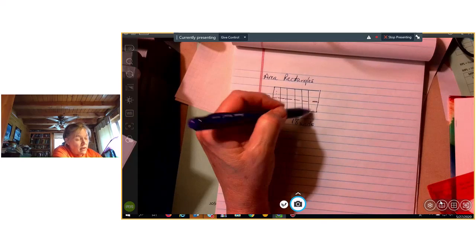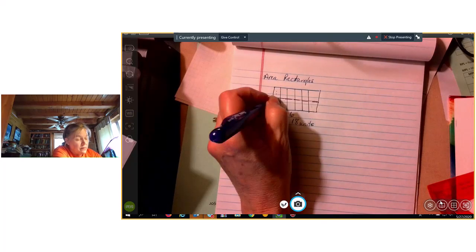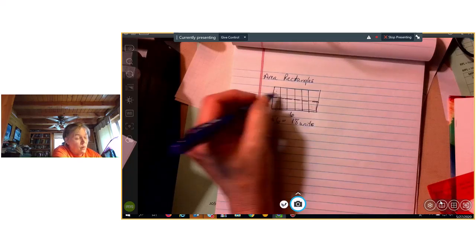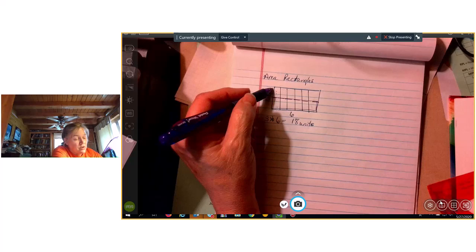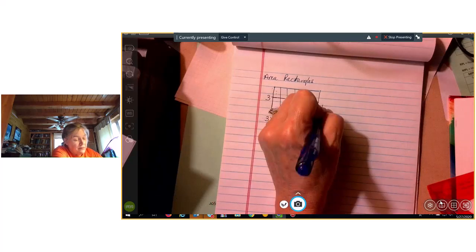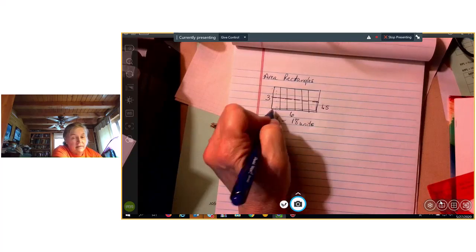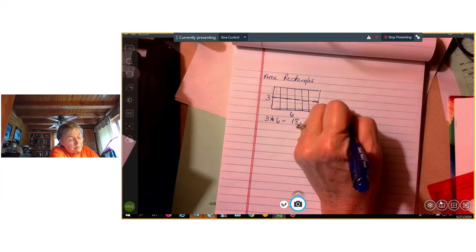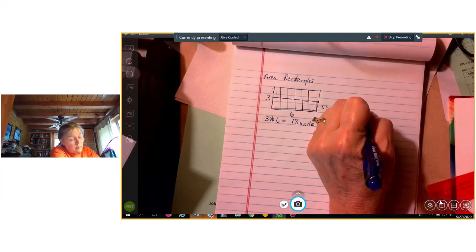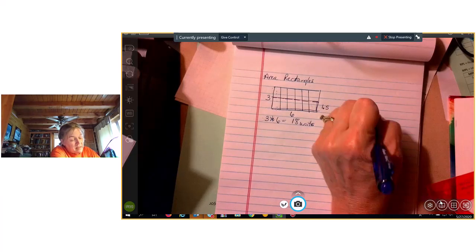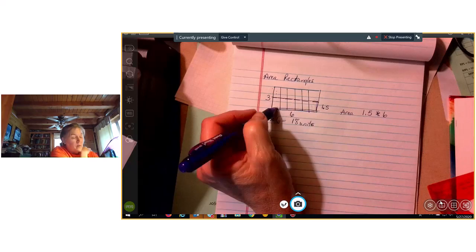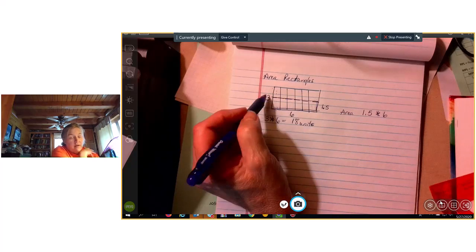And I'm only now looking at this new rectangle that I have. So now, instead of my width being 3, my width is just 1.5. But my length is still 6. So here, my area is going to be 1.5 times 6. So it does not matter what my length or my width is. That's how we always find the area.